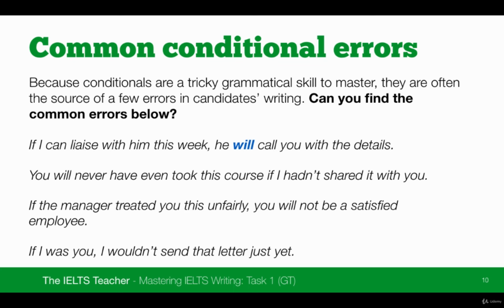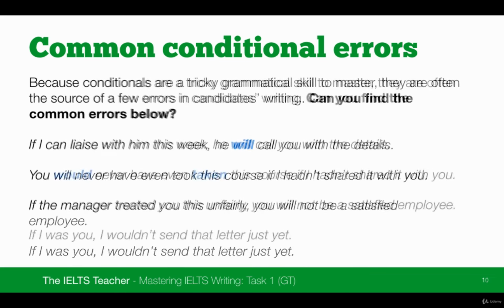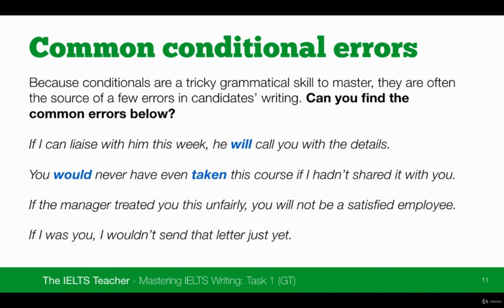Okay, now the second one. You will never have even took this course if I hadn't shared it with you. You can think about what conditional we're trying to attempt here. Hopefully you see it as the third conditional. Because of that, you can see the corrections here. You would never, not will never, but it's would plus have plus the past participle. Yes, we've added a few extra elements in here. We've added a never, we've added an even, but the same form applies. You would never have even taken. You wouldn't have taken this course if I hadn't shared it with you.